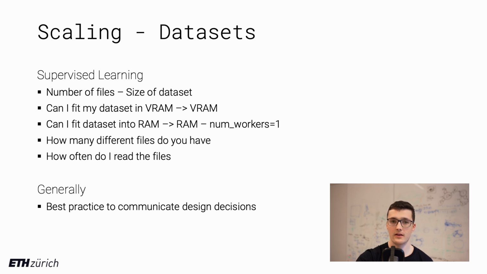Then, for the scaling problems in terms of datasets, you should understand how many files you have and what the size of your dataset is. Usually, if your data fits inside the VRAM, then you should put it directly into the VRAM of your GPU, which is the fastest memory, given that your networks will most likely also live on the GPU. If you can fit the dataset inside your RAM, then just put it inside your RAM, and it's also very quick to load over to the GPU, and you most likely won't have a bottleneck.